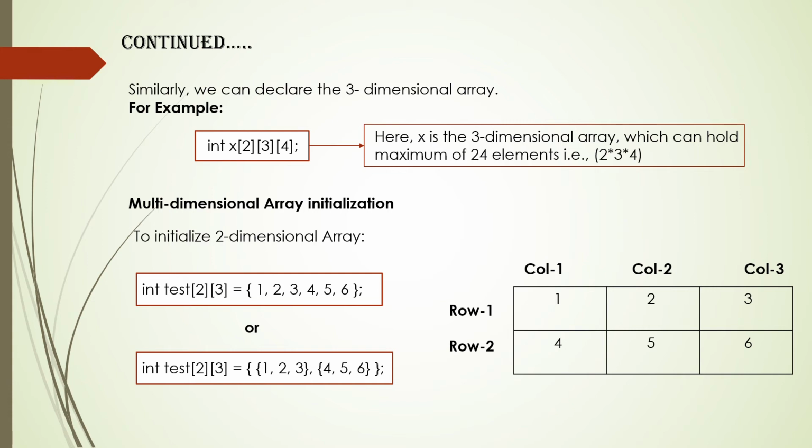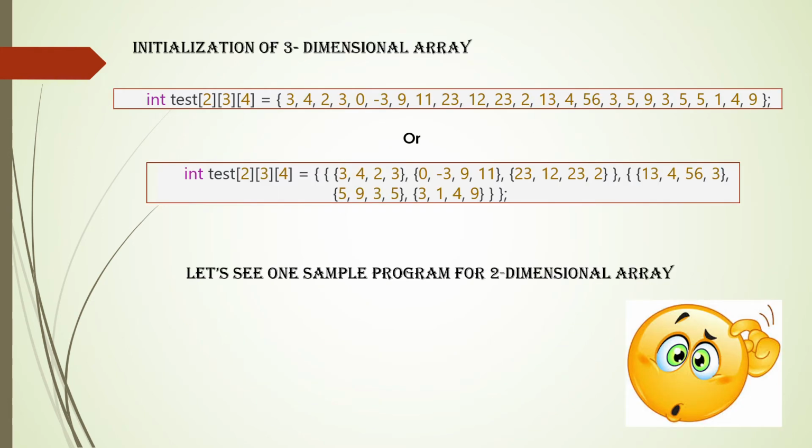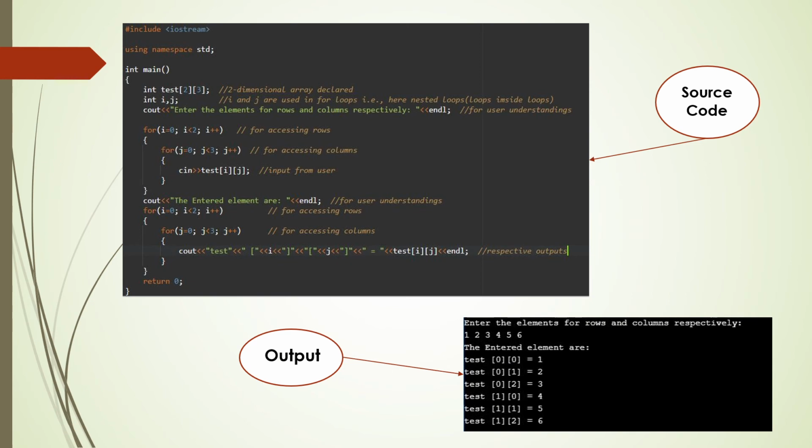Since this is how you will initialize the 2D array, similarly you can do it for a 3D array also. Either give all the elements directly or by specifying a particular row. See, we mainly use 2D arrays. We don't use 3D arrays, but for understanding, remember this. So now let's see one example based on a 2D array.